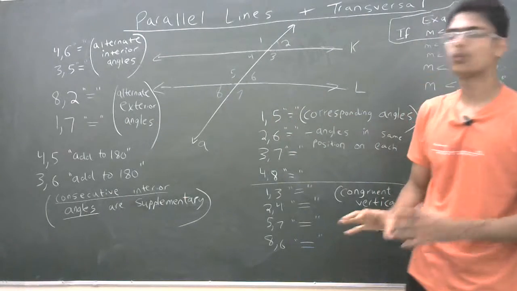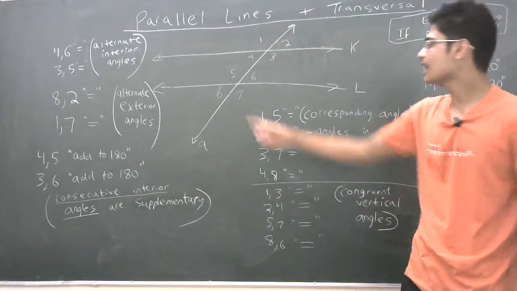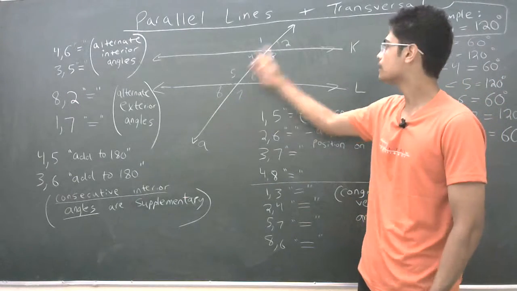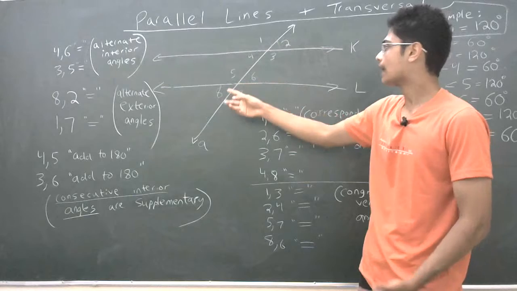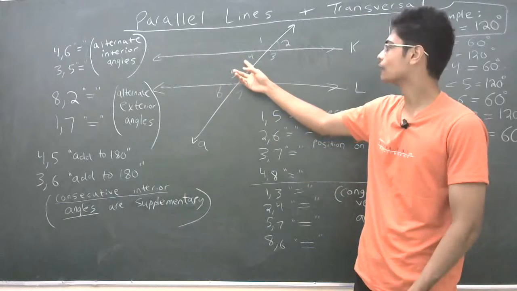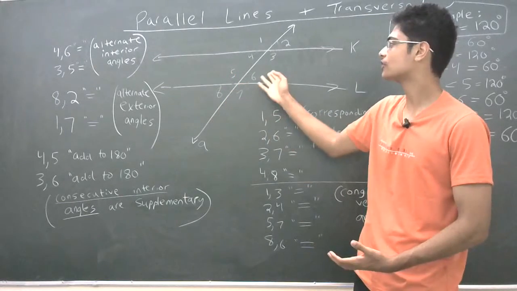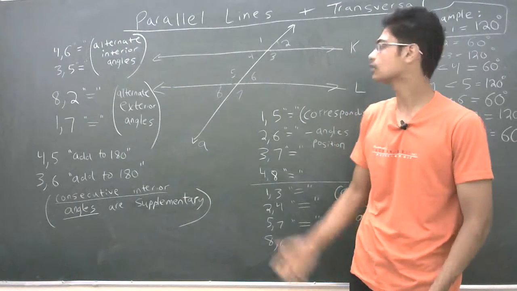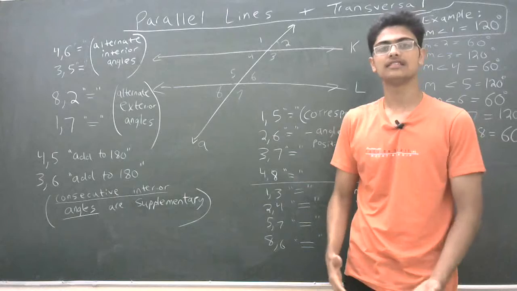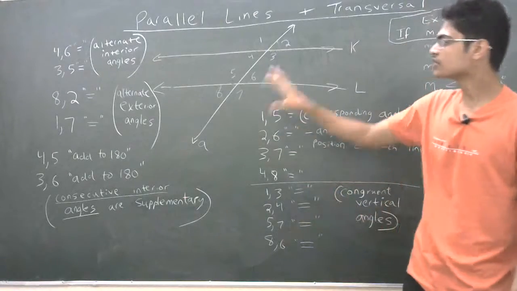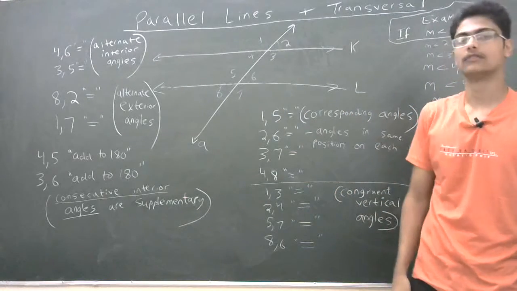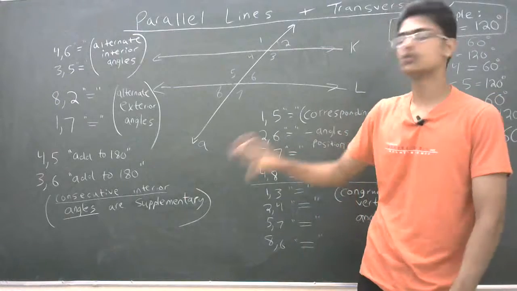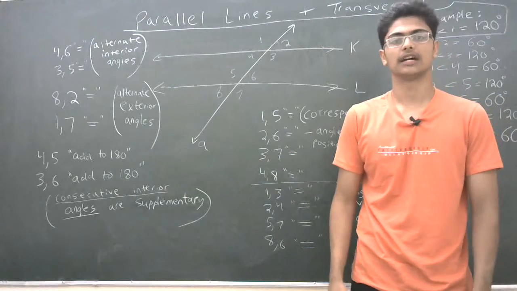In whatever way you look at this, it could be angle 8 compared to angle 2, or angle 8 compared to angle 4, or angle 8 compared to angle 6. Whether this is corresponding angles or vertical angles or alternate exterior angles, these angles are congruent. So these are some basic angles and rules that you should know when you see two parallel lines being cut by a transversal.